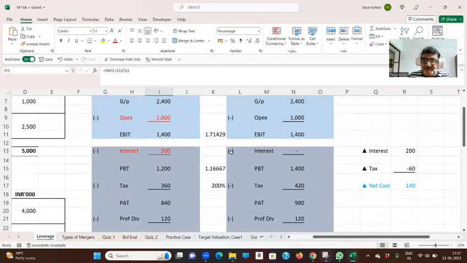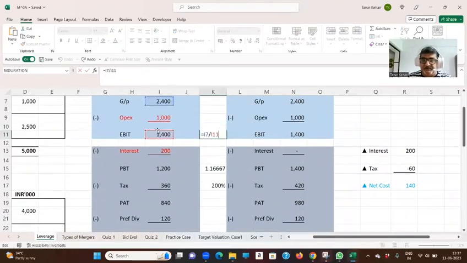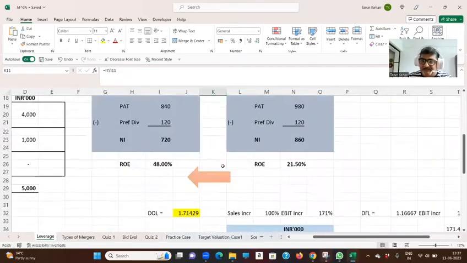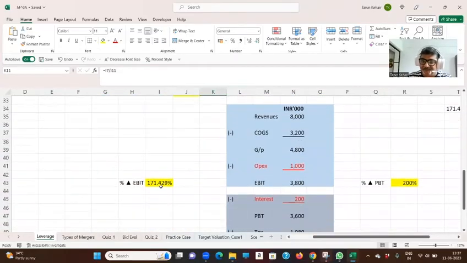So if you look at the degree of operating leverage now, you take contribution by EBIT, which is 2,400 by 1,400, that is 1.71. What does it tell you? A 1% increase in sales can cause a 1.71% increase in EBIT. So a 100% increase in sales should cause a 171.429% increase in EBIT, and that's what you just saw on the screen.